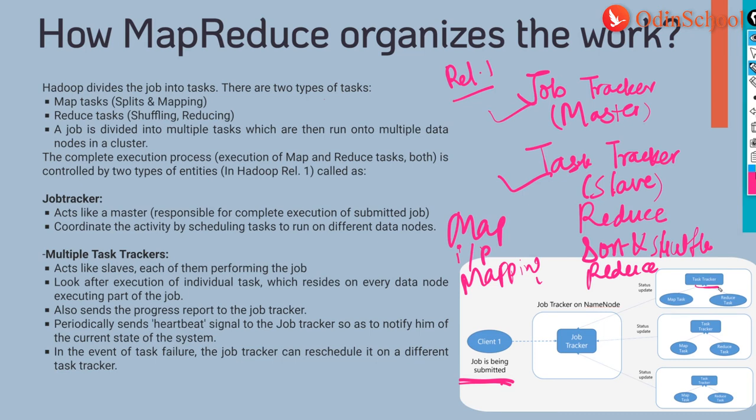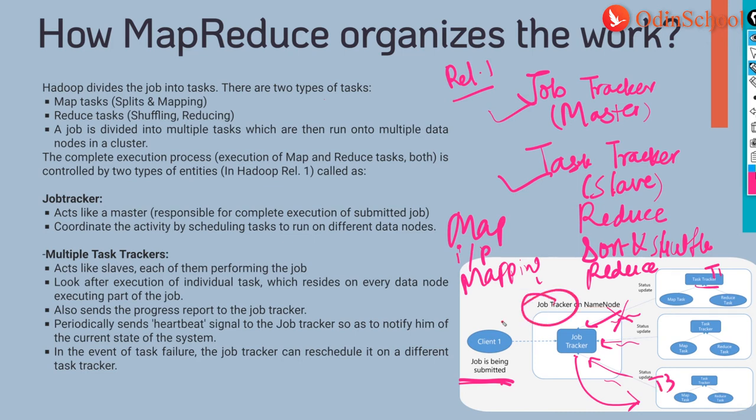They look after the execution of individual tasks which reside on every data node, executing part of the job, and whenever these task trackers are doing the task, they also send a heartbeat signal to the job tracker, saying that they are alive and giving the current status of the system. In case of failure, if a particular task tracker is down and the heartbeat signal is not coming from it, the job tracker will assign the task which was earlier assigned to task tracker 1, let us say, to task tracker 3. Ultimately the goal is that your task should be accomplished. All this monitoring, coordination, and scheduling activity to run the job on different data nodes is accomplished by the job tracker.